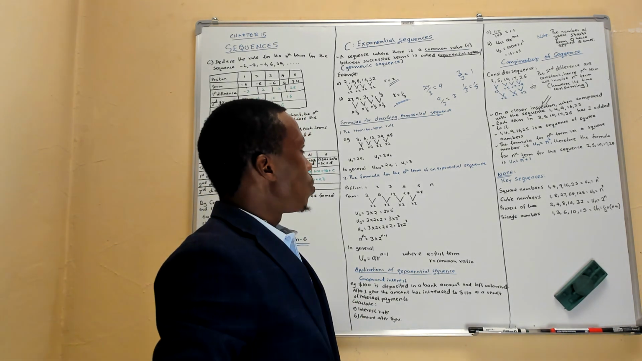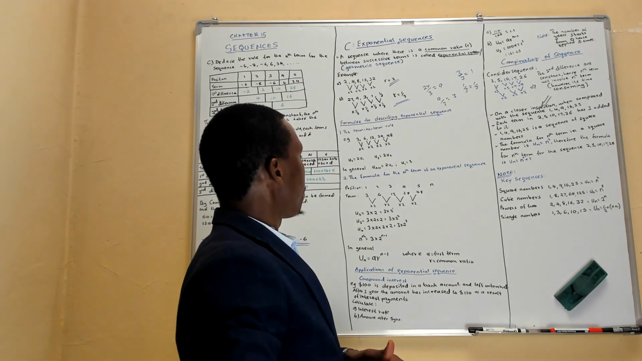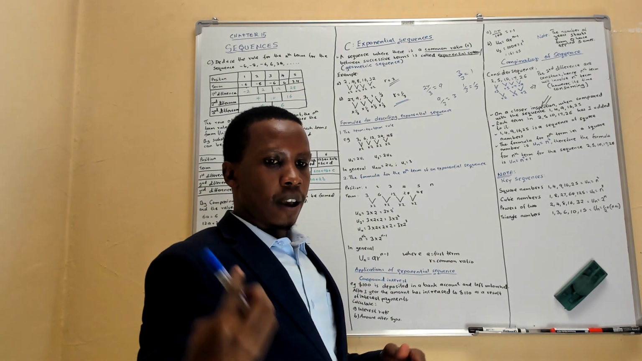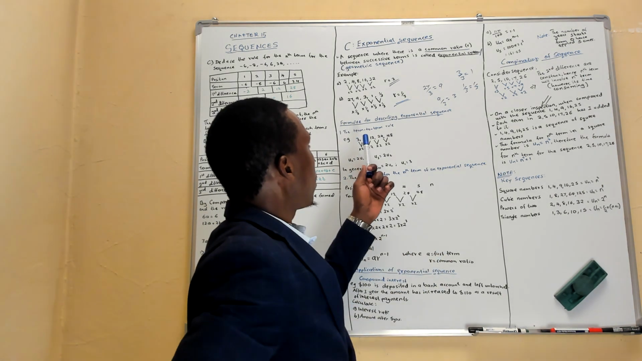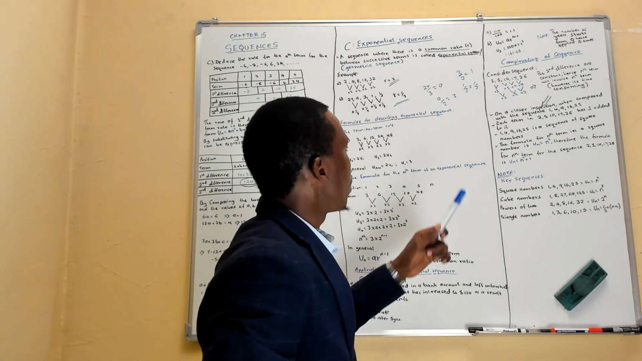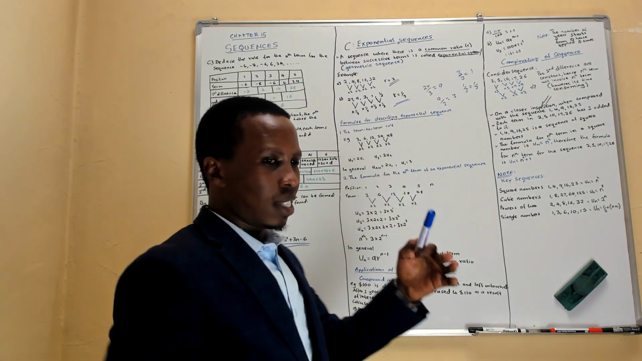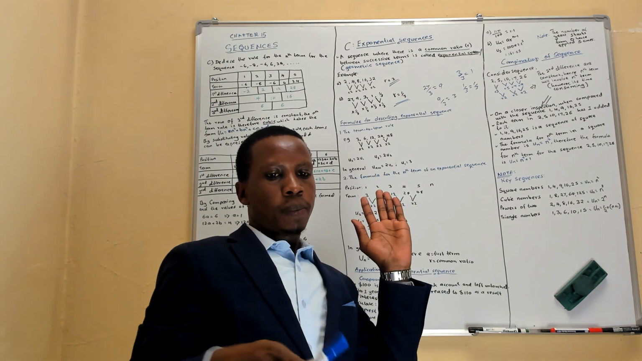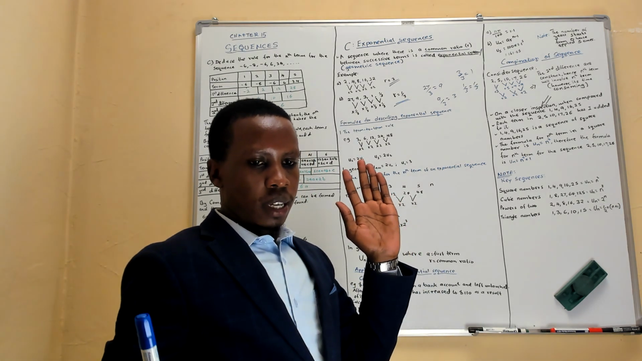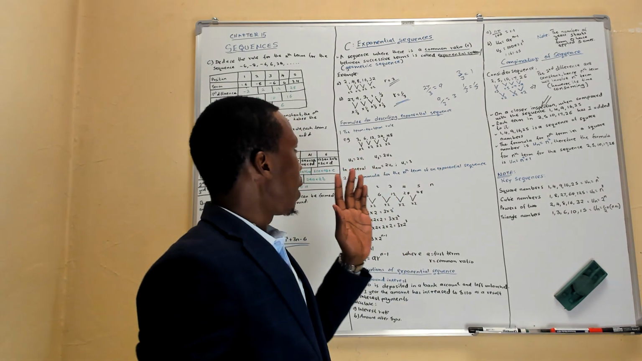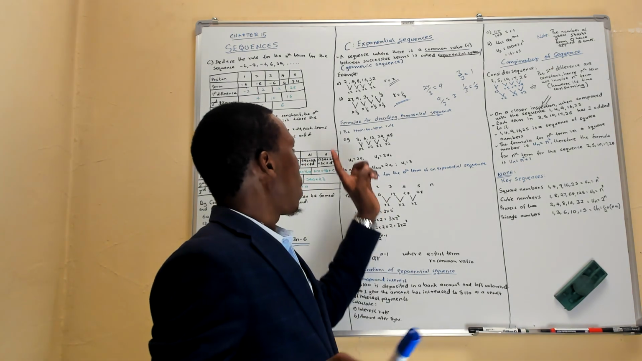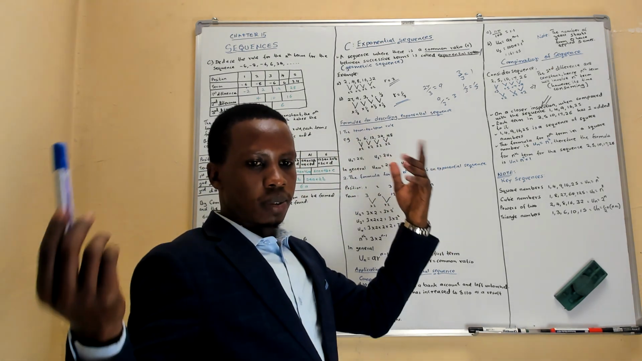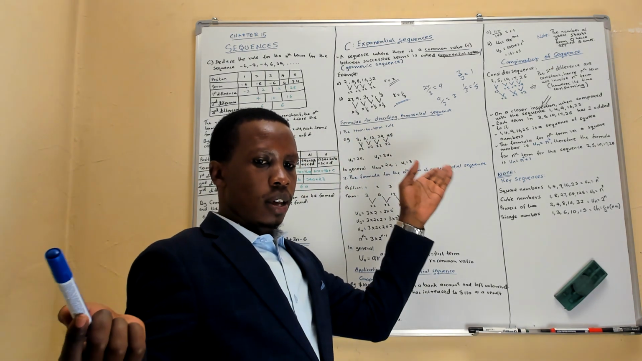Then we come to formulae, the formulae that we were talking about the other time. We are saying that for describing an exponential sequence, one, we still maintain the same formula as in arithmetic. So the formula here is the term to term rule, that one we had discussed in arithmetic.